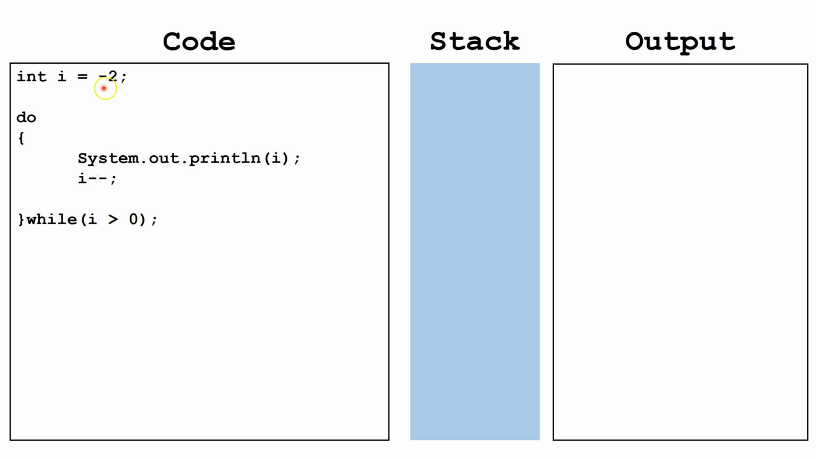We have int I equals negative 2. It says do, so we'll execute System.out.println I, decrement I by 1, then we check, is I greater than 0? It is not, so we terminate the loop and continue onwards. Note that at the end of the while in a do while loop, we have a semicolon.